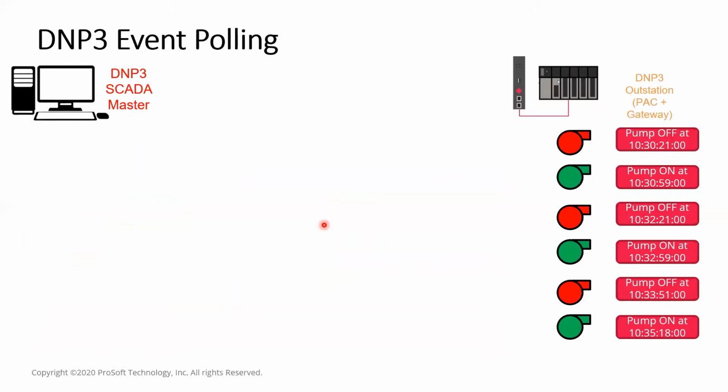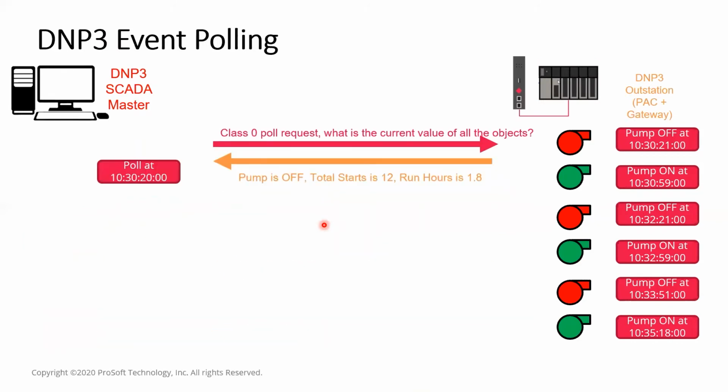Same thing if you take DNP3, for example. With DNP3, let's say we do the same poll at 10:30, and we're doing a class 0. And remember, class 0 was for static data, real-time data. When you do that, what you get back from the pump station is just not one value, but you get all of the data that is class 0. So you're going to get back to say that the pump is off, plus all of the diagnostics information, like the number of times the pump is started, how many hours the pump has run, and all of that information.